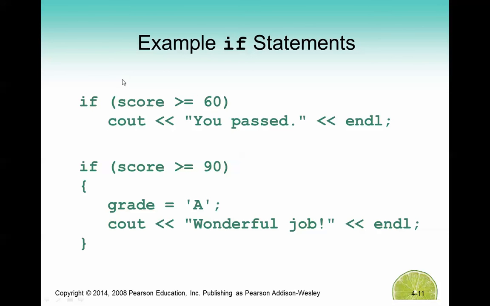Let's suppose that score is 70. This is going to be true, so we're going to send a message saying you passed, and then end of the line. If score is greater than or equal to 90, we're going to assume that this is a 91. We're going to be putting A in grade, and we're going to be sending this message, wonderful job, and we're going to end the line.